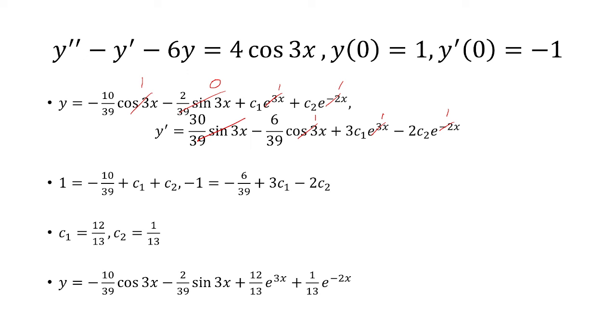So finally, we can combine this and say that y equals negative 10 over 39 times cosine 3x minus 2 over 39 times sine of 3x plus 12 over 13 times e^(3x) plus 1 over 13 times e^(-2x). And that is my solution.